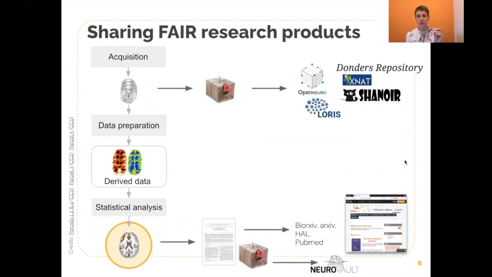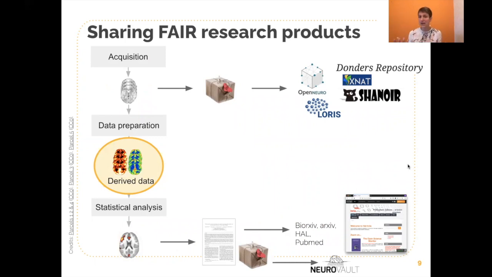So we've looked at raw data, we've looked at results, and here we have a way to package them again with a standard and then a dedicated repository. We could ask ourselves about derived data, basically what is in the middle. Might we want to package these and share them as well?